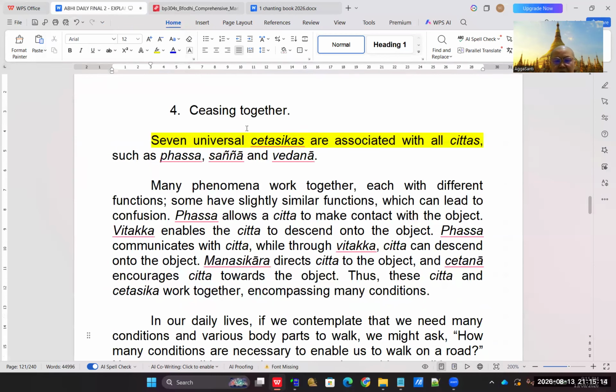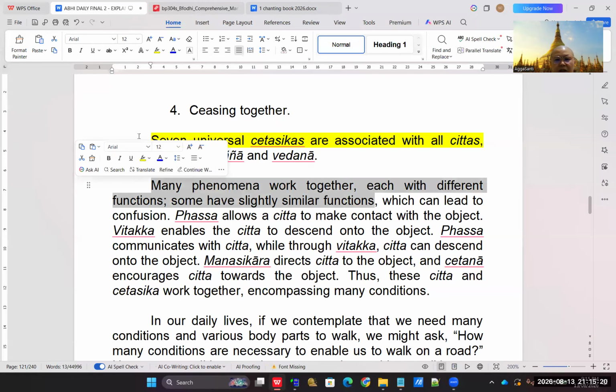Okay, now this is a kind of conclusion together. Many phenomena work together because they have different functions. Some have slightly similar functions. For example, because they are slightly similar, you might get confused.